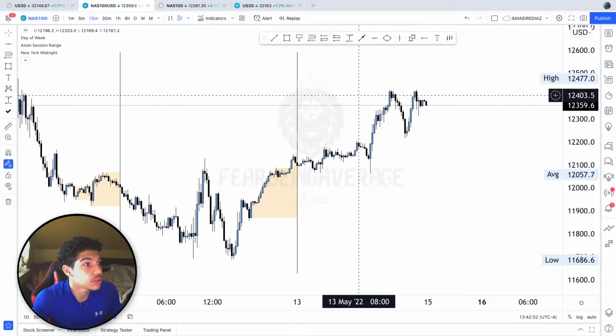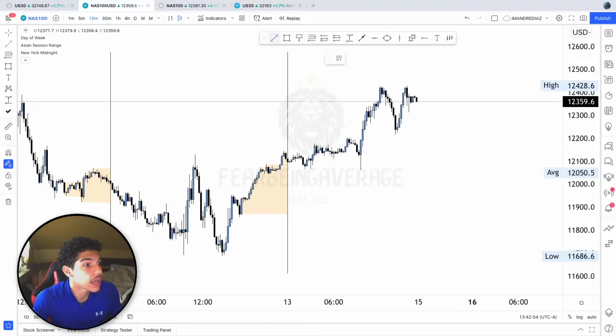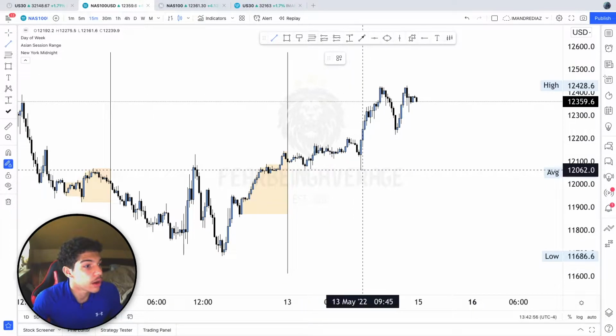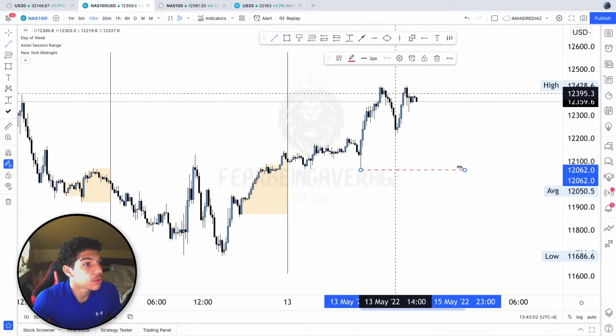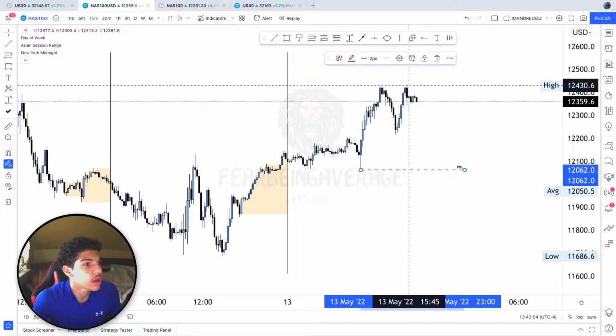So one thing I am going to do is mark up the previous day highs and lows. From Friday, we have this low right here, which is going to be our previous day low. Boom, previous day low. And then we got our previous day high right up here.